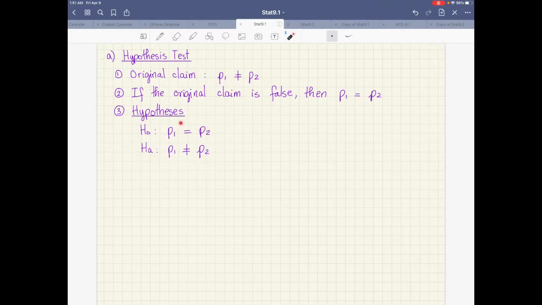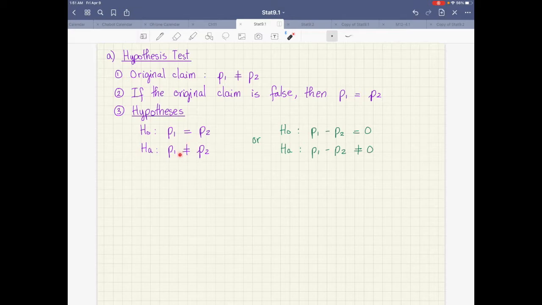There is a different way to write your H0 and HA. Now, instead of saying P1 equals P2, if I subtract P2 from both sides, bringing it over to the left side, this is also equivalent to P1 minus P2 equals 0. And if I bring the P2 to the left side in the other statement, this is equivalent to P1 minus P2 not equal to 0. These two are both correct. You can use this or this. Doesn't matter.